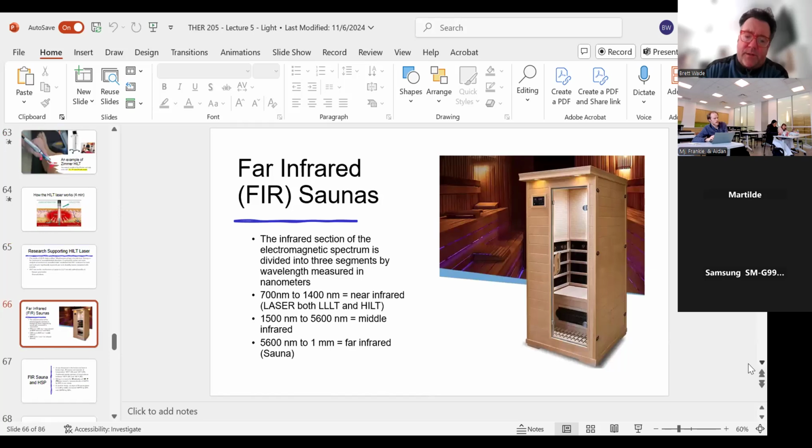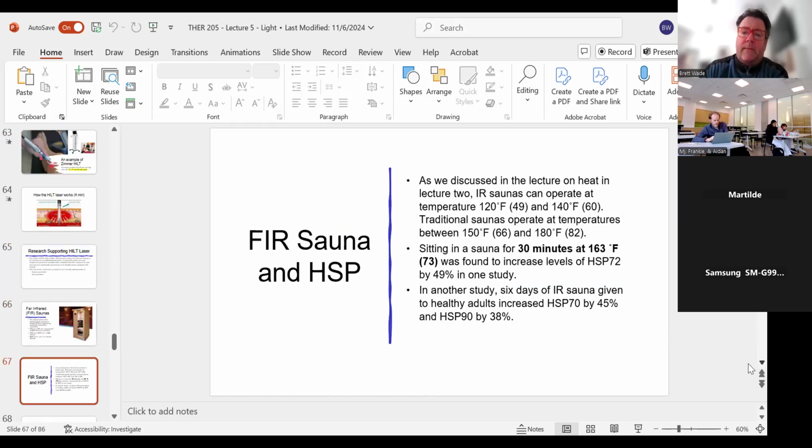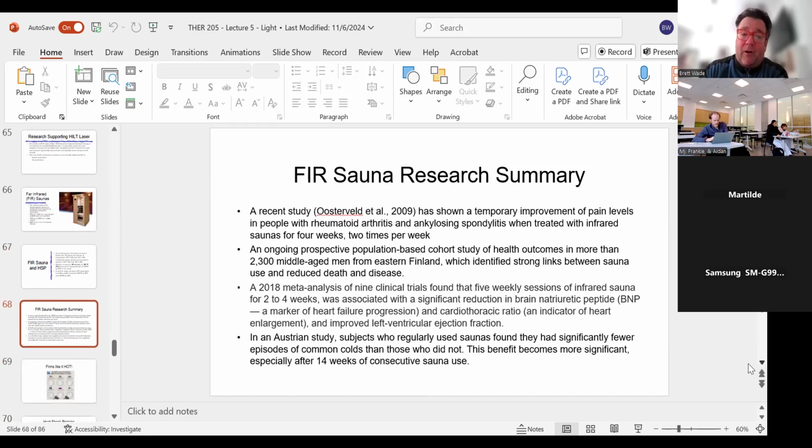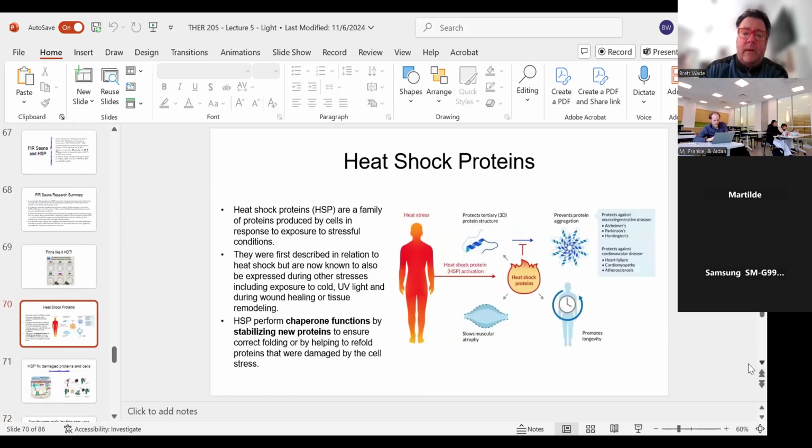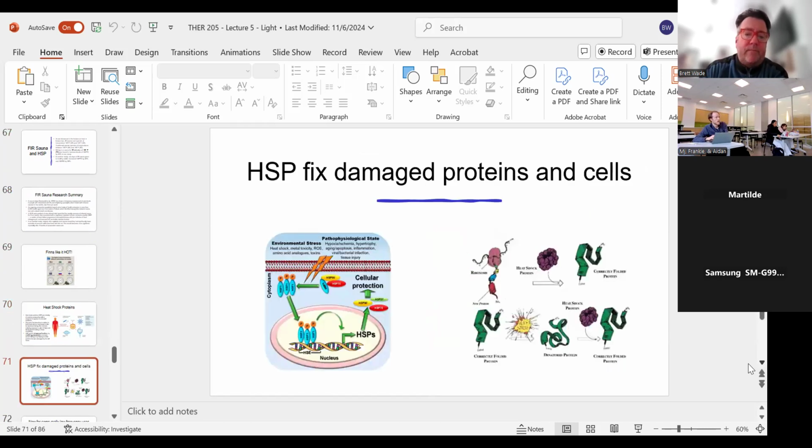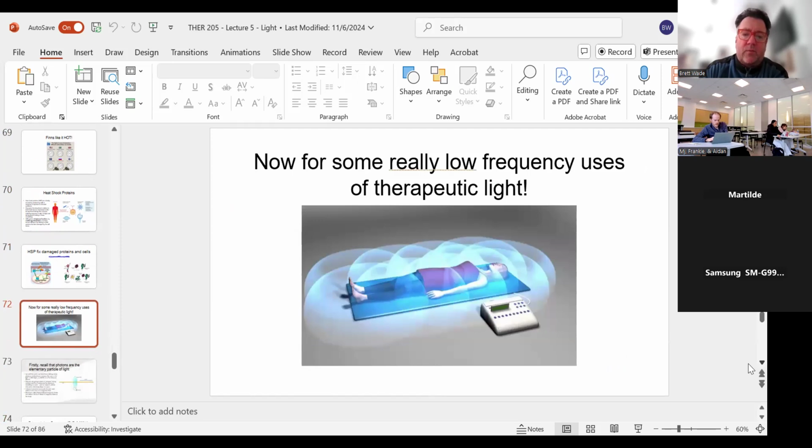Infrared saunas, yes, I have a question on that. I think you know that. Basically, where the saunas are on the spectrum, and that's far infrared. As far as the heat shock proteins, yes, of course, that's a question. Nothing too major, right? Just what are they?